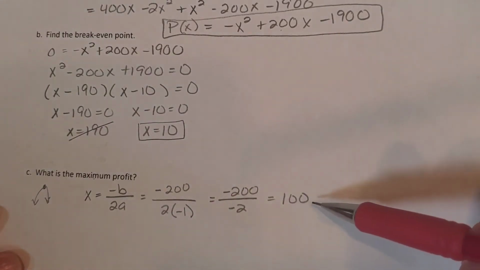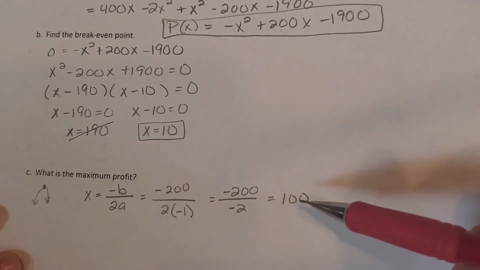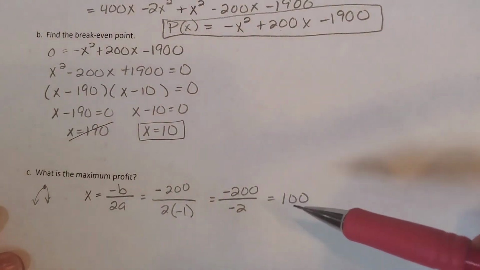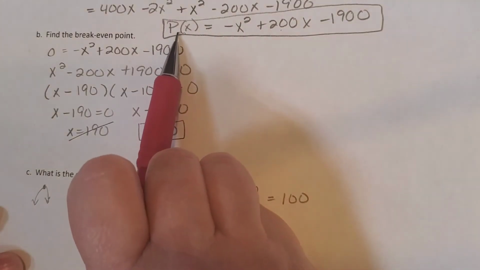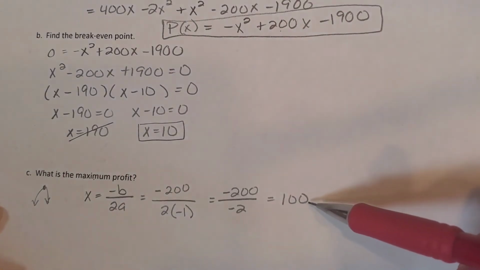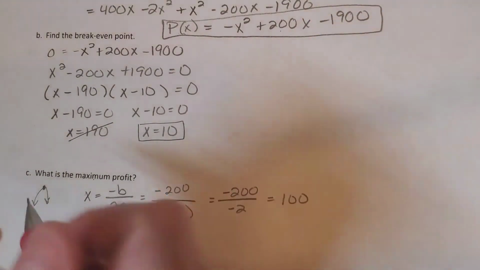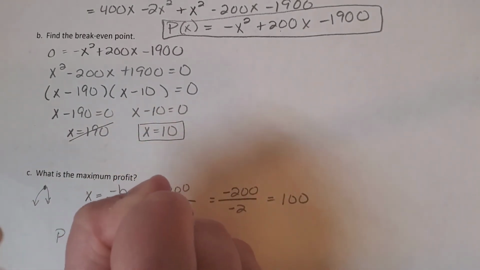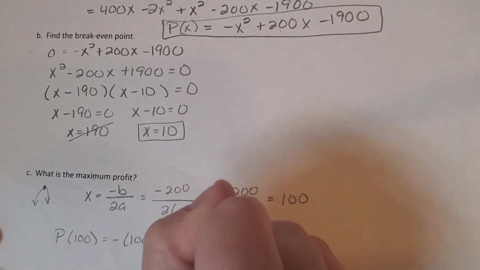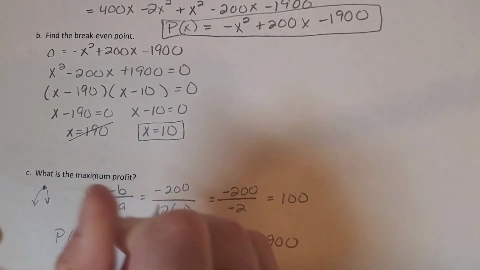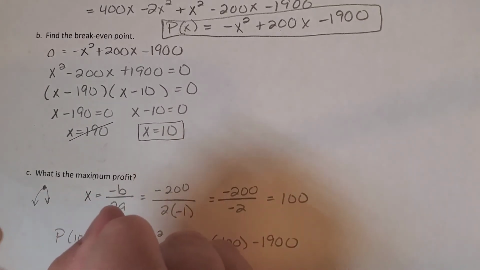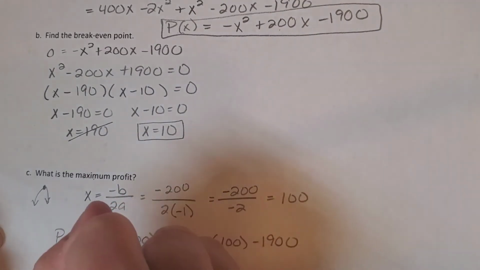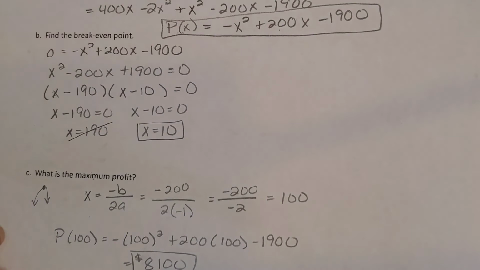But again, remember, x is the number of units. So this isn't our profit. This is how many units we have to produce and sell in order to have our maximum profit. To find our maximum profit, we have to find the output, the y coordinate that corresponds to an x of 100. So we plug the 100 into the profit function. So negative 100 squared plus 200 times 100 minus 1900, and we end up with $8,100 for our maximum profit.